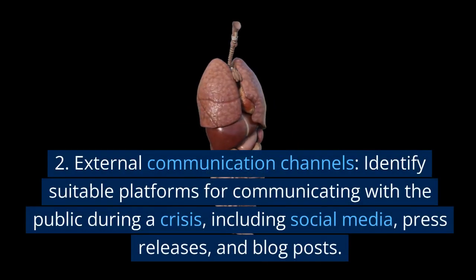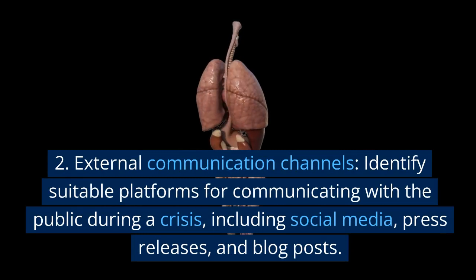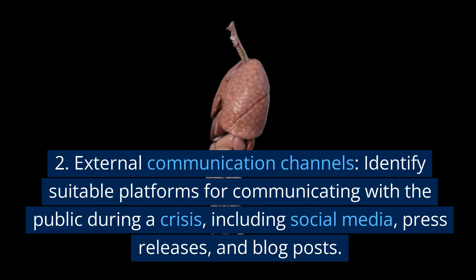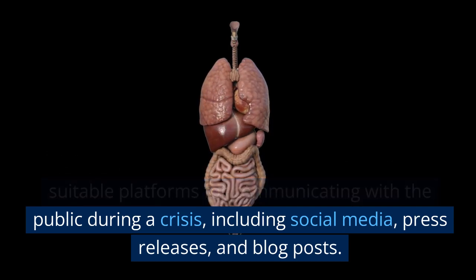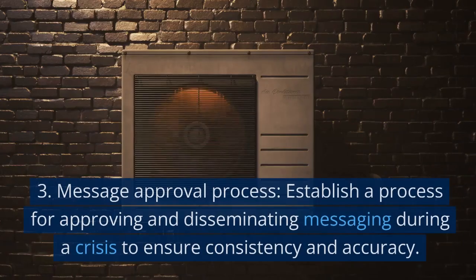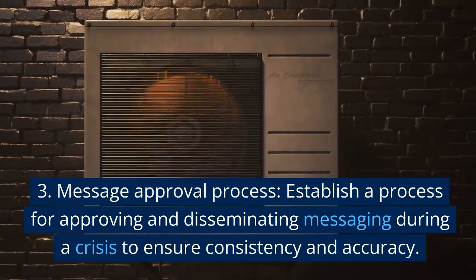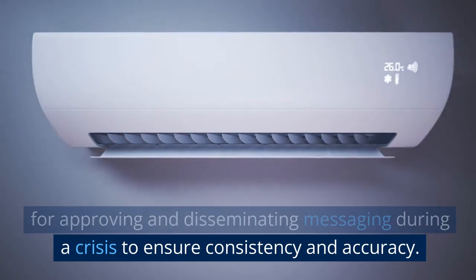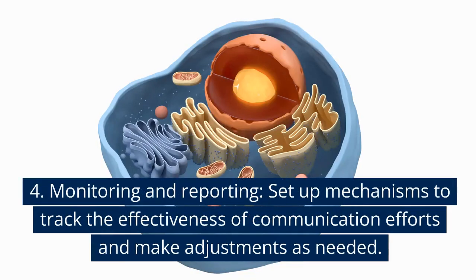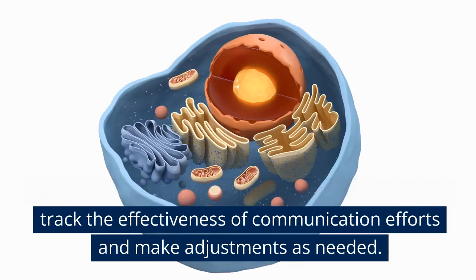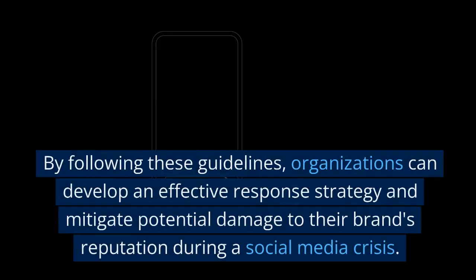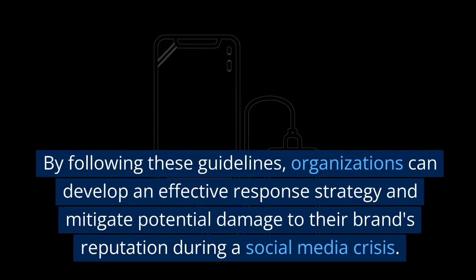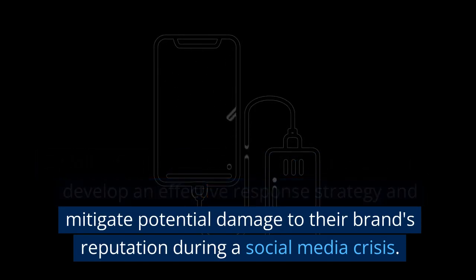2. External communication channels. Identify suitable platforms for communicating with the public during a crisis, including social media, press releases, and blog posts. 3. Message approval process. Establish a process for approving and disseminating messaging during a crisis to ensure consistency and accuracy. 4. Monitoring and reporting. Set up mechanisms to track the effectiveness of communication efforts and make adjustments as needed. By following these guidelines, organizations can develop an effective response strategy and mitigate potential damage to their brand's reputation during a social media crisis.